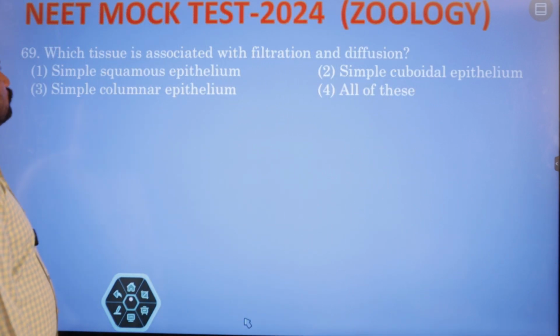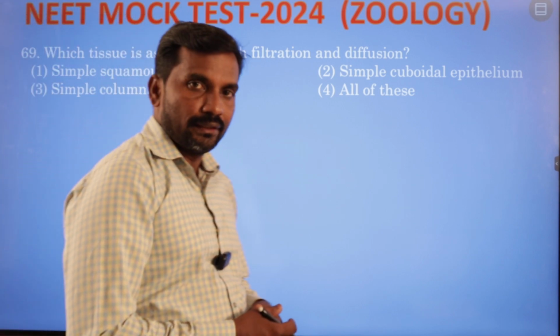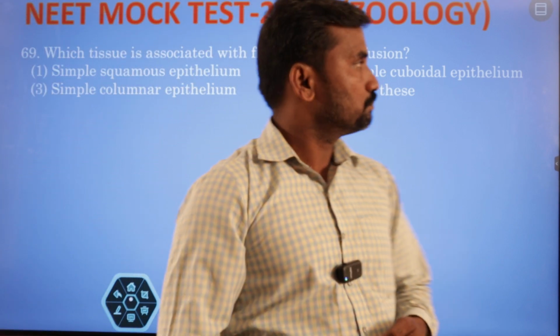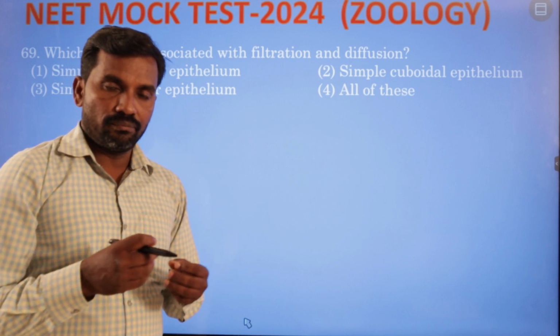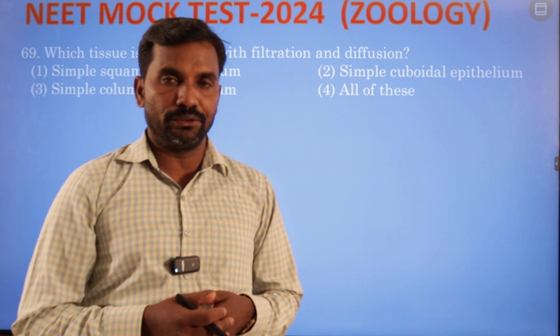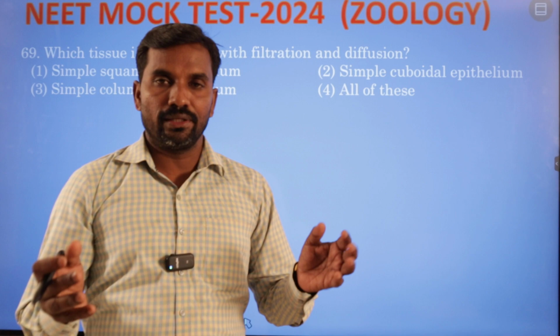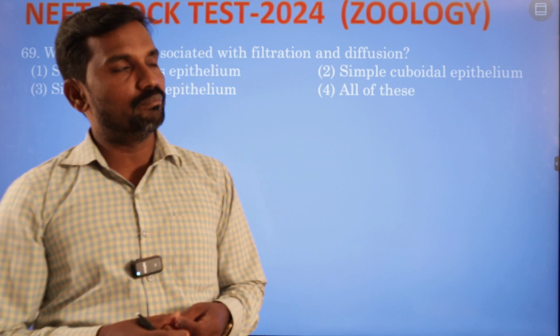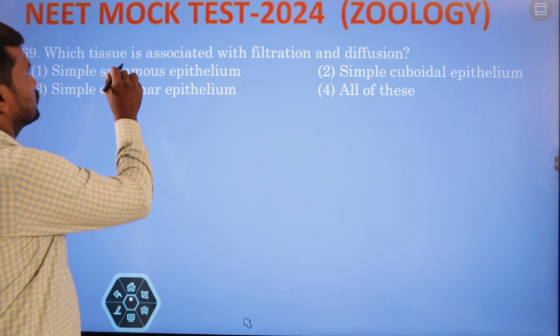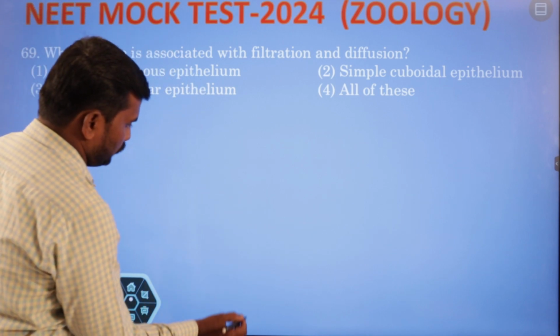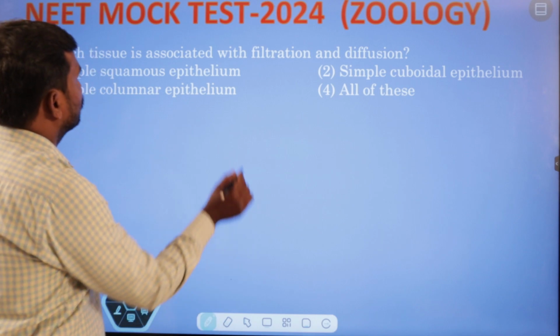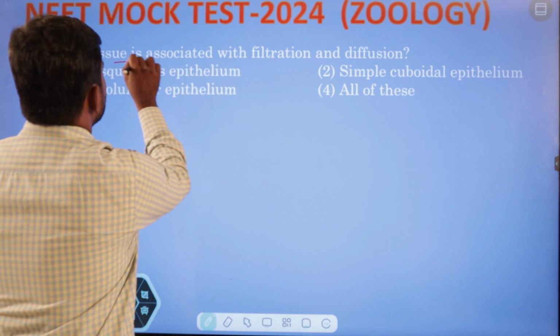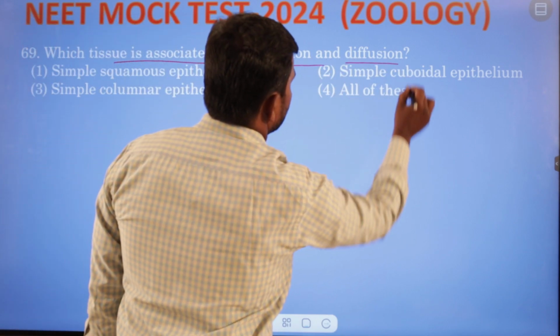So the next question is from structural organization of animals. We study the four basic types of tissues: epithelial tissue, which is further divided into simple epithelium, complex epithelium, simple squamous epithelium, ciliated epithelium, and columnar epithelium. Specifically, they have asked only one question, which is associated with filtration and diffusion.